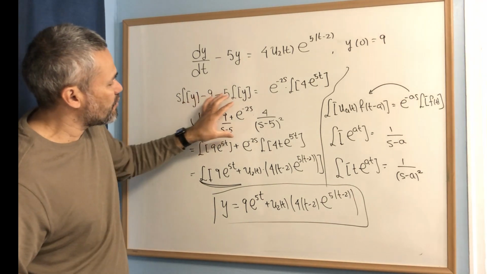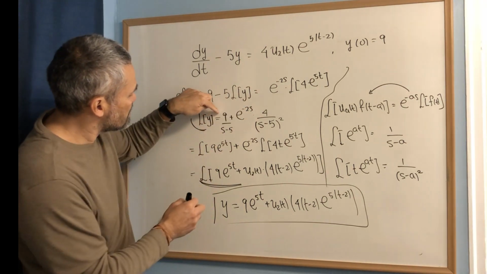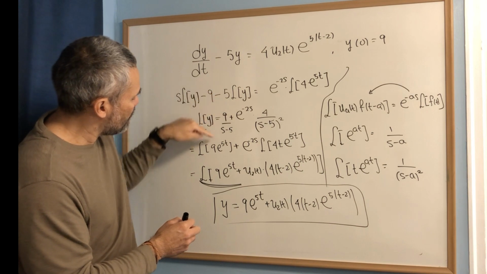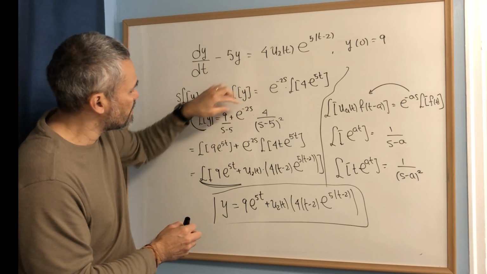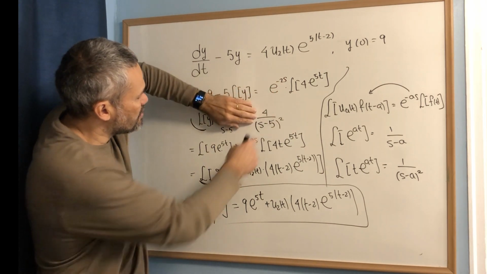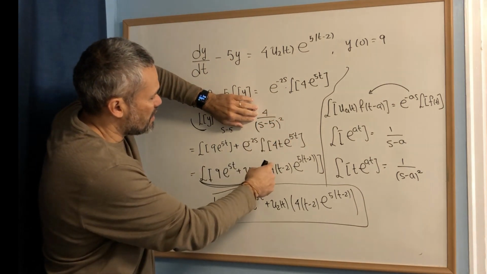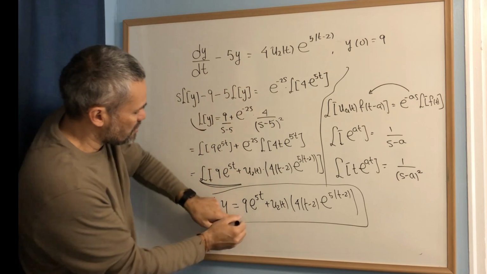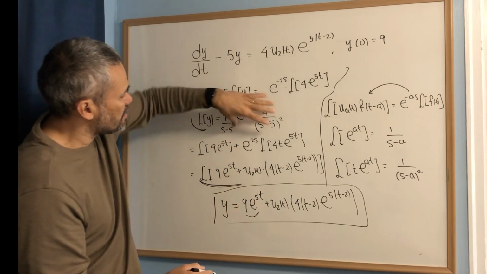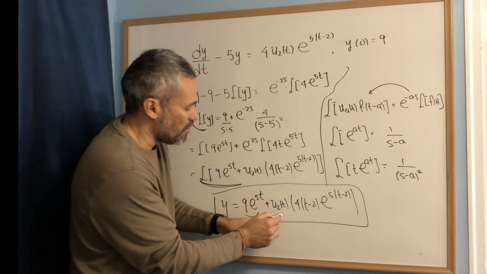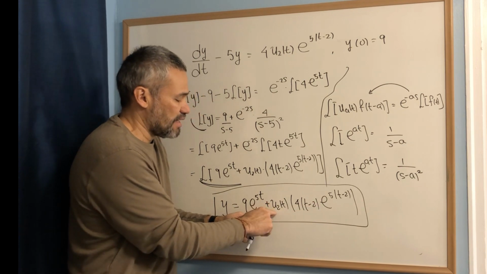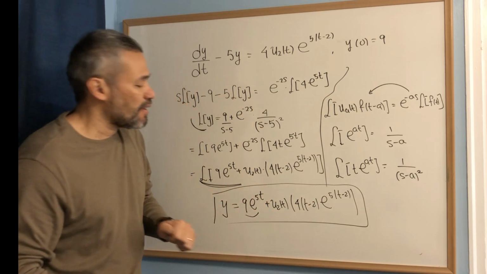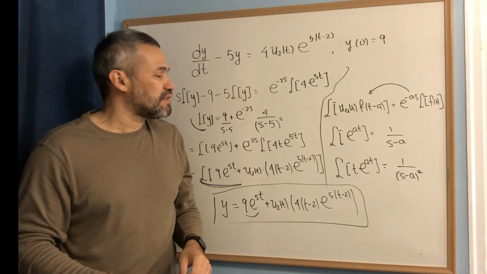As we have pointed out before, in this procedure we have to compute two inverse Laplace transforms: the inverse Laplace transform of this part, which is 9 e to the 5t, and the inverse Laplace transform of this part, which was 4t e to the 5t. This part is responsible for this part of the answer, and this part is responsible for the part of the answer that has a Heaviside function. Okay, I think this is it for this video.